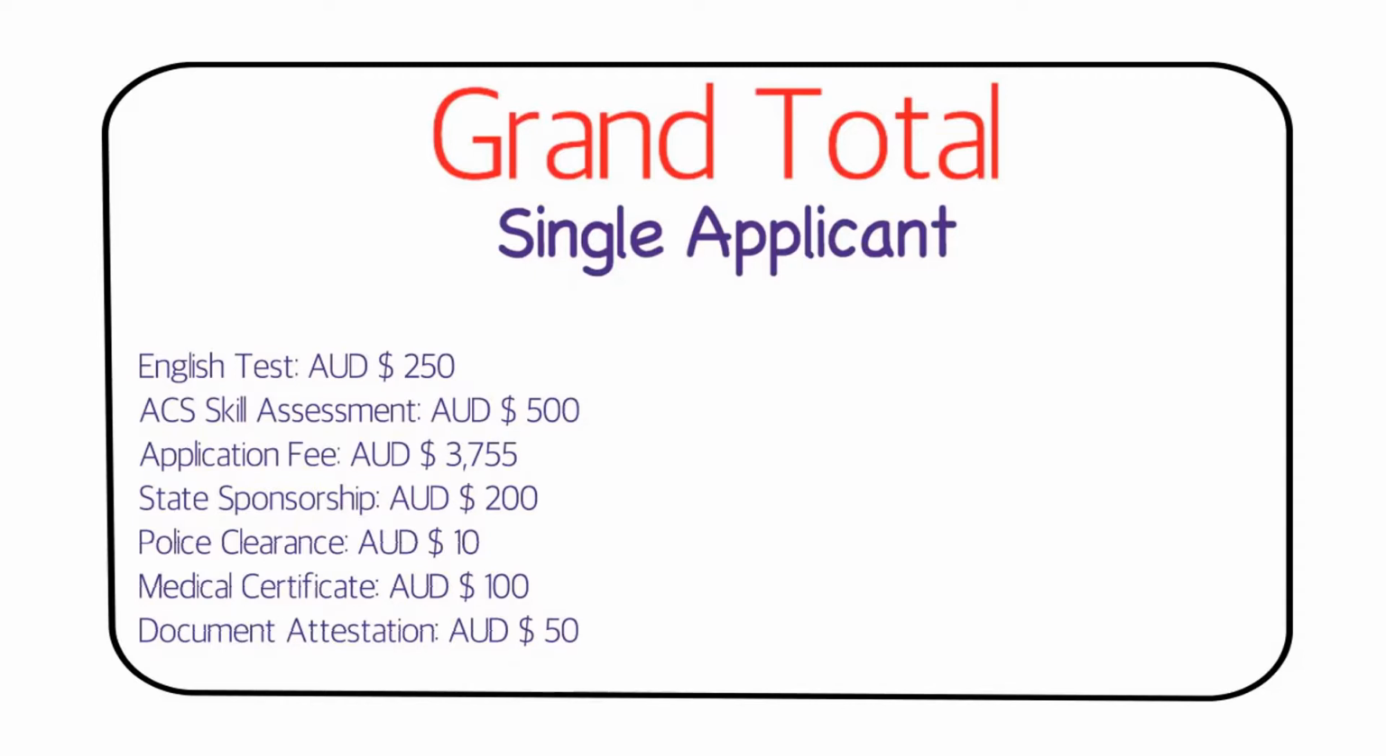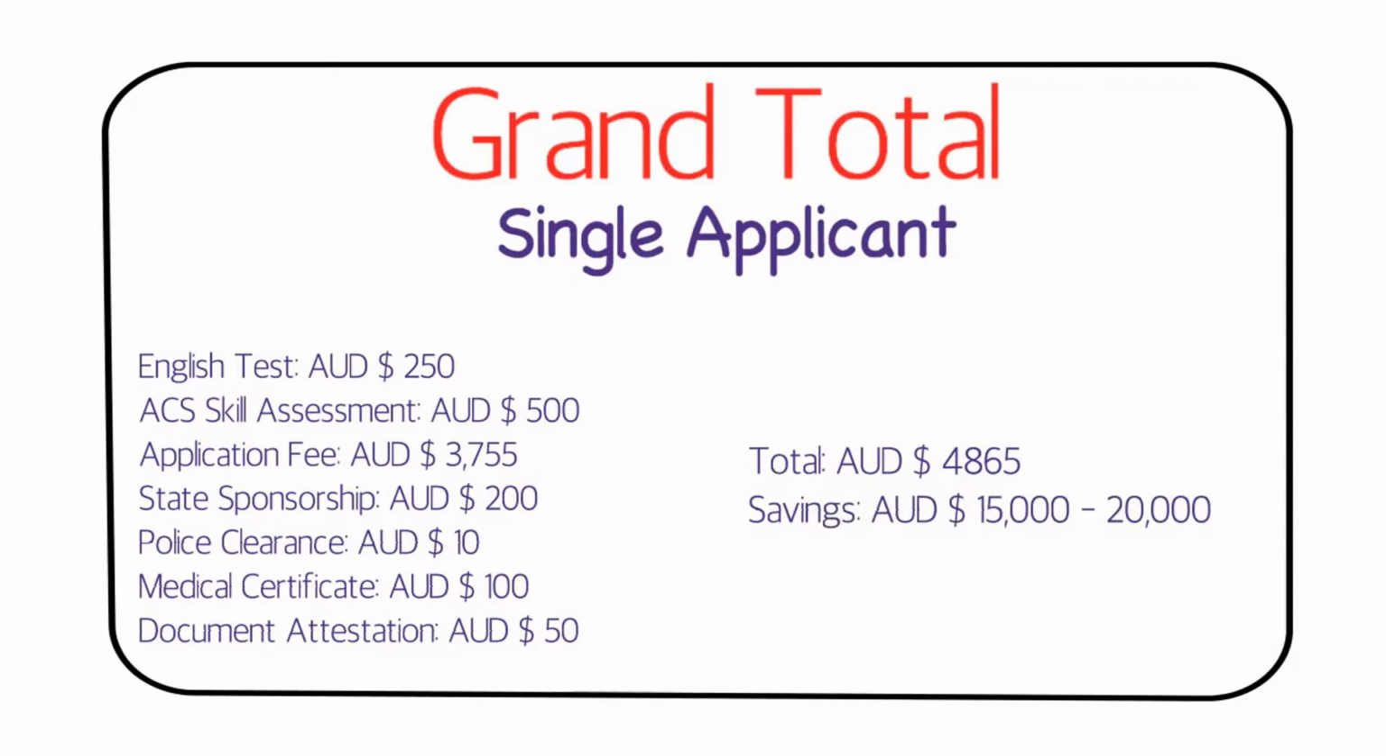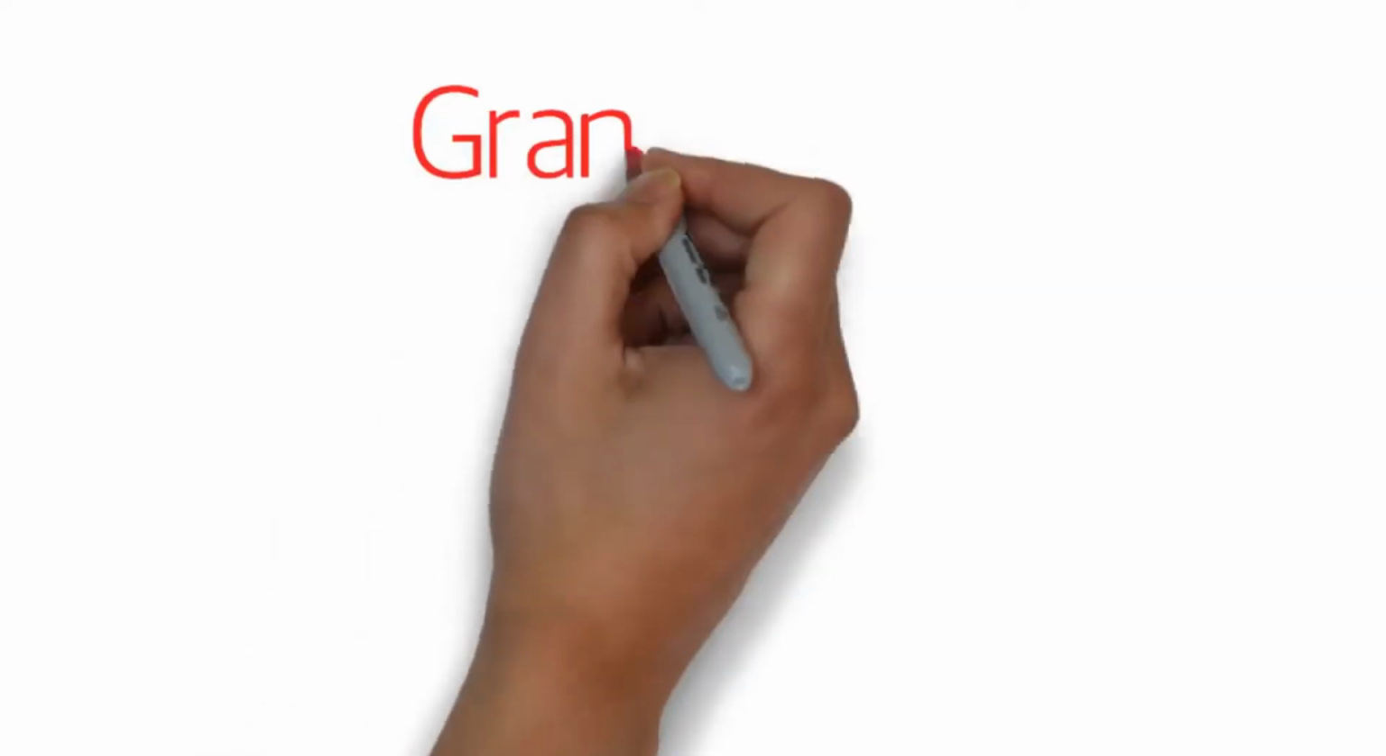The application fee is around 3,755. State sponsorship, if you do choose to apply for the 190 visa, in that case you'd spend at least $200. Police clearance $10, medical certificate $100, and document attestation $50. In total, you'll be ending up spending around 5,000 Australian dollars, and you should have savings of around 15,000 to 20,000 Australian dollars. Okay, moving on.